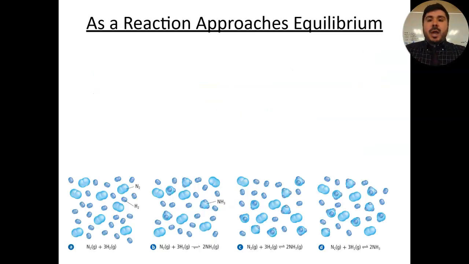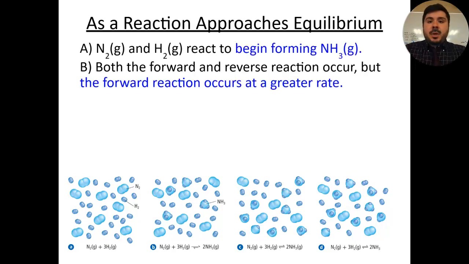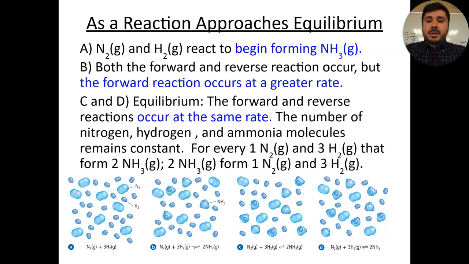Now, what happens as a reaction approaches equilibrium? We're going to see these four different pictures here, and sort of progress through this reaction of nitrogen gas and hydrogen gas. So at A, we've got N2 and H2 reacting to begin forming your NH3. At B, both the forward reaction and the reverse reaction are occurring, but the forward reaction is occurring at a much greater rate because you've got a lot more N2 and H2 abundantly available. Both C and D are where you've finally reached your equilibrium. The forward and reverse reactions are occurring at the exact same rate here.